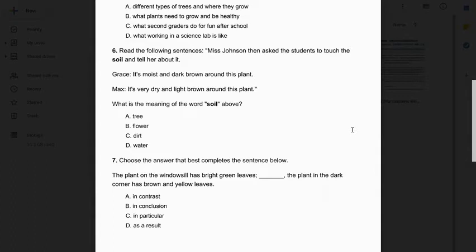Question number 6 says, read the following sentences. Miss Johnson then asked the students to touch the soil and tell her about it. Grace says, it's moist and dark brown around this plant. Max says, it's very dry and light brown around this plant. So what is the meaning of the word soil? Which of those words, A, B, C, or D, is a synonym for soil? Question number 7 says, choose the answer that best completes the sentence below. The plant on the windowsill has bright green leaves. The plant in the dark corner has brown and yellow leaves. Your options are in contrast, in conclusion, in particular, or as a result.